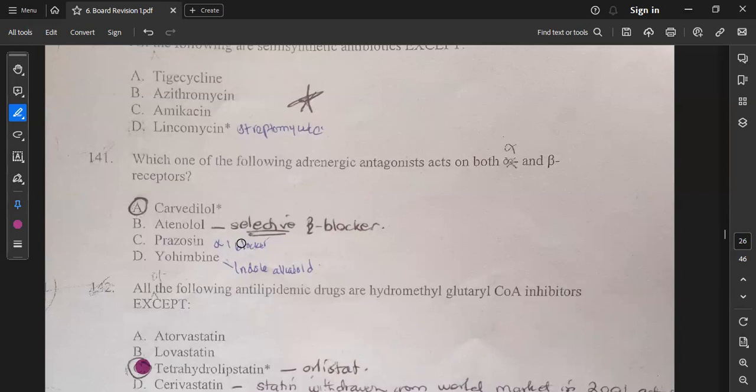Addition on the classes: we have niacin, we have the fibrates, we have the cholesterol absorption inhibitors, and the omega-3 fatty acids. Yes, that's all. The cholesterol absorption inhibitors are the ones that inhibit dietary absorption of cholesterol, like ezetimibe.